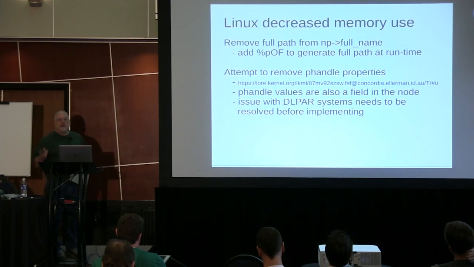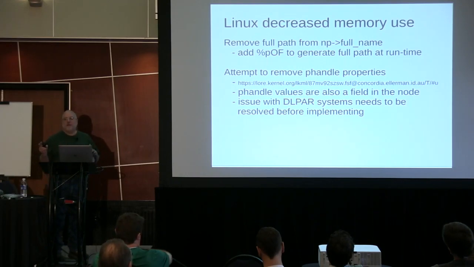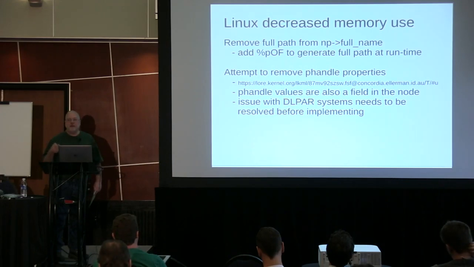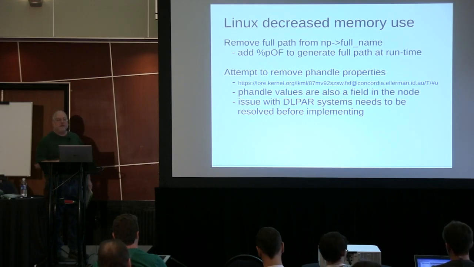And then Rob added another feature to shrink the size of the node data structure by removing the path from the full name. But now if you want to access that information, use %pOF. Typically this is used in error and warning messages. So if you're creating new messages, this is what you want to use. You don't want to use node full name.